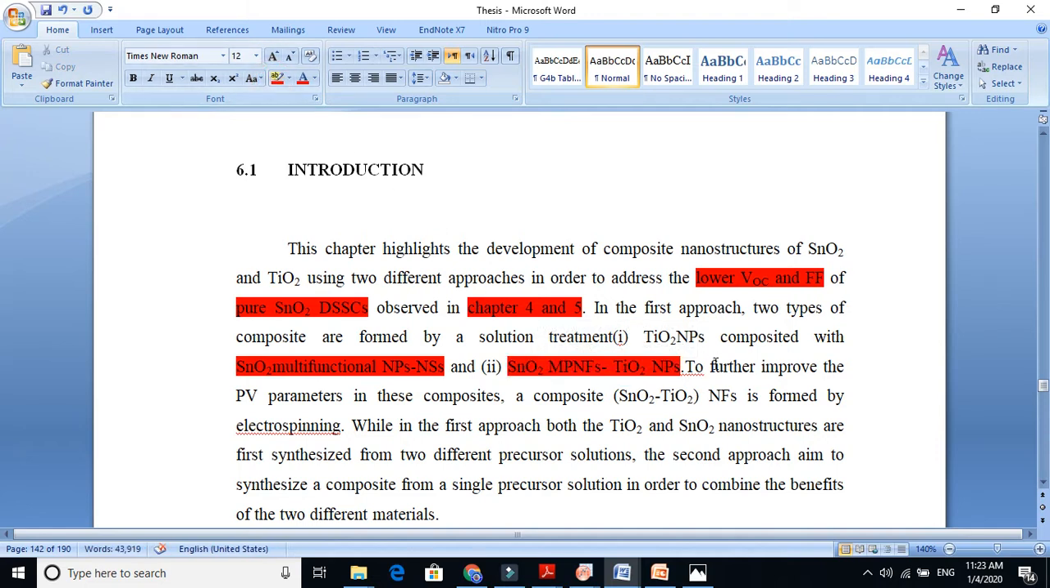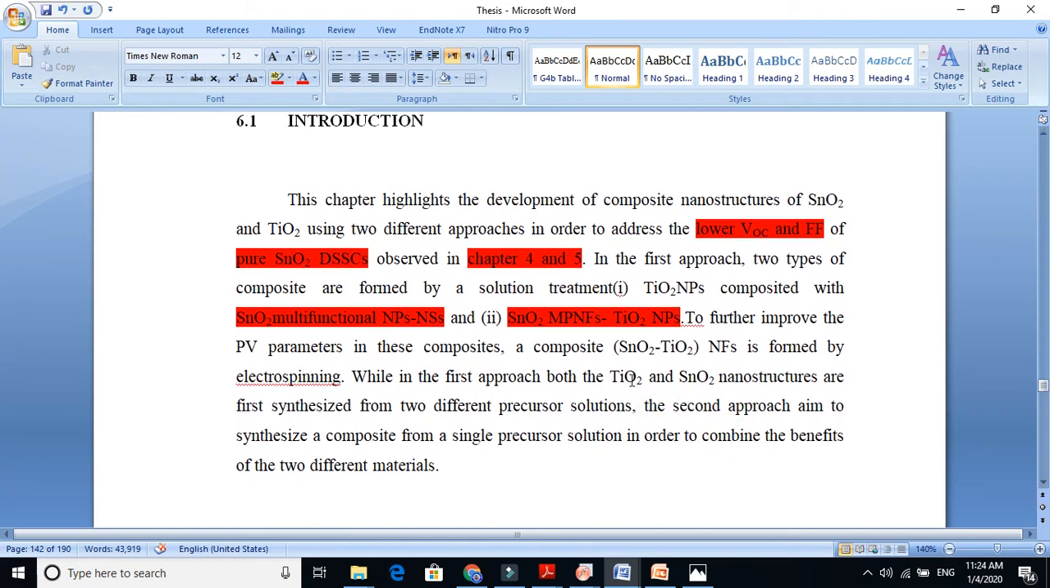Here you see, this is my second approach. To further improve the photovoltaic parameters in these composites, we also make this nanofiber composite using electrospinning. This is a single precursor solution. In the first approach, we take the titania separate and the tin oxide separate and combine them. In the second approach, we mix them first, make a precursor solution, and then we electrospin. So we get a single material that is a composite.